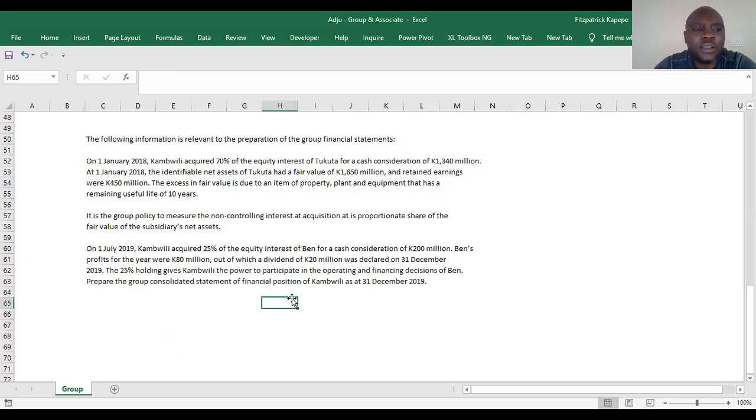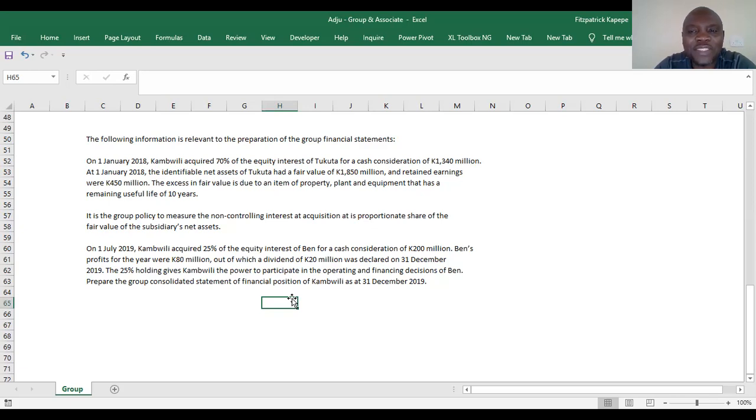So we are told that on 1st July 2019, Cambodia acquired 25% of the equity interest of Ben for a cash consideration of 200 million kwacha. Ben's profits for the year were 80 million kwacha, out of which a dividend of 20 million was declared on the 1st December 2019. So this is also another interesting scenario.